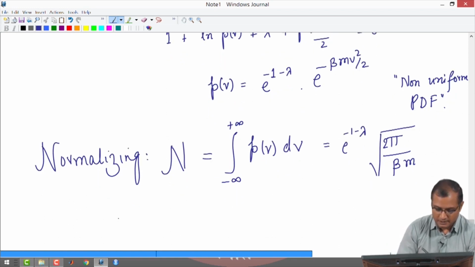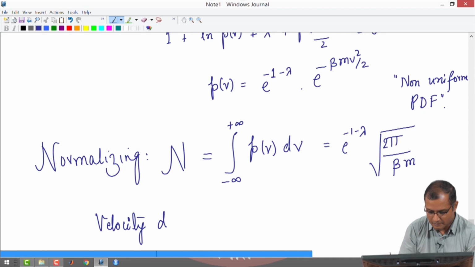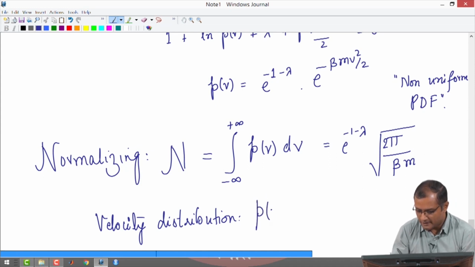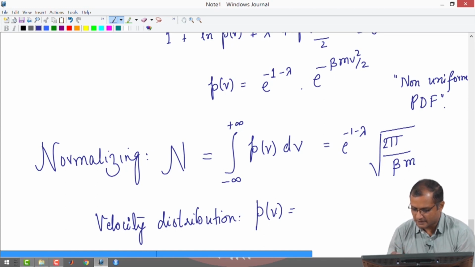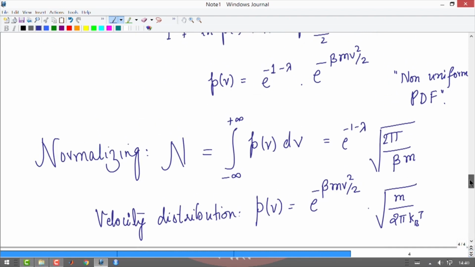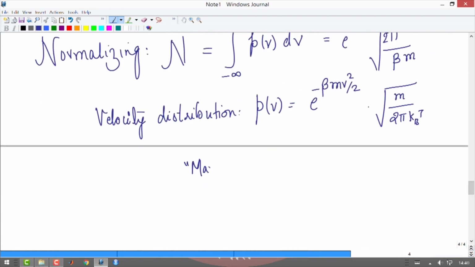Fine. So, then our normalized PDF, I will call it a velocity distribution, becomes P of v as simply the PDF that we have written divided by the normalization constant. It is e raised to minus beta mv square upon 2 into square root of m upon 2 pi kBT. So, this is basically the Gaussian or Maxwell-Boltzmann distribution of velocities.